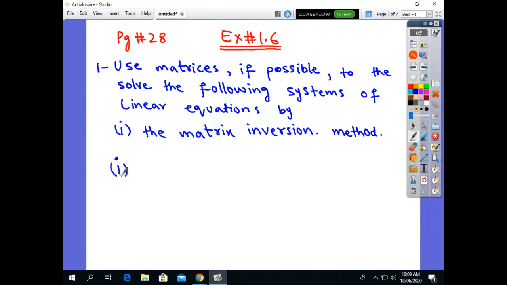First question is 2x minus 2y is equal to 4, and 3x plus 2y is equal to 6.